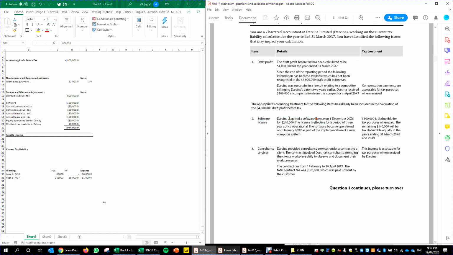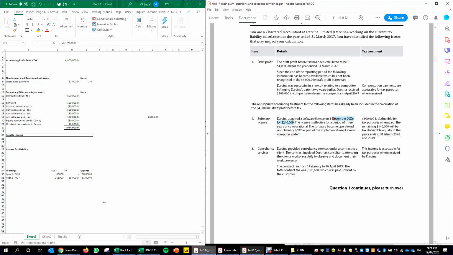Software license. I mentioned before, when we were going through the software license, that there wouldn't have been any expenses in here because it's been capitalized. However, what we didn't take into account, even though we mentioned it, is the amortization expense. They would have acquired it on 1 December 2016. The license is effective for 3 years once operational. The software became operational on 1 Jan 2017 as part of the implementation of a new computer system.